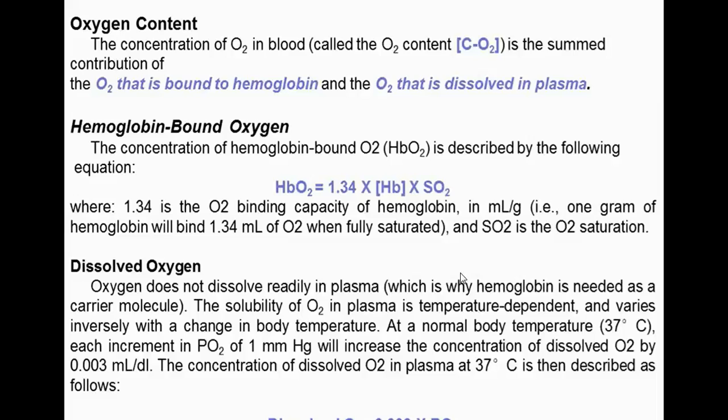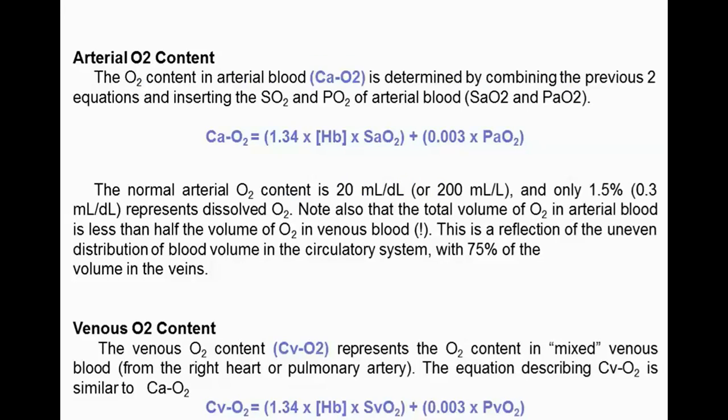Okay, so this is the total pressure. The dissolved oxygen is 0.003 multiplied by the PO2. So the arterial oxygen content will be the sum of both, as we said: this is the bound, 1.34 times hemoglobin times saturation, and this is the dissolved, 0.003 times the PO2.